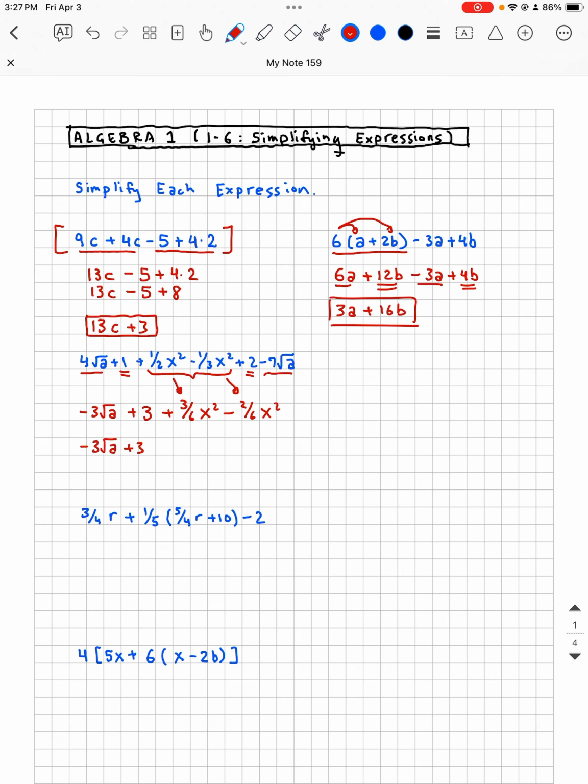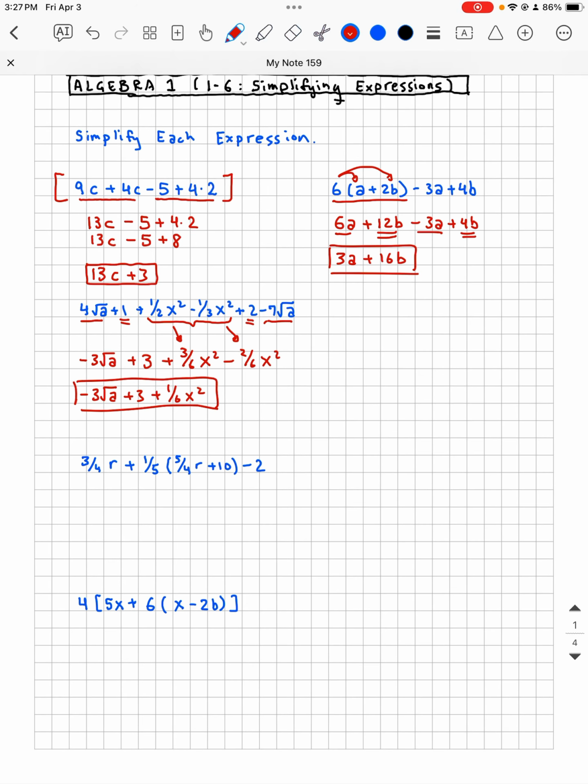So -3 times the square root of a plus 3, and then we have plus a total of 1/6 of x squared. And we'll go ahead and leave that as an answer. And the order doesn't really matter. If you want to do the x squared first, the root first, or the 3 first, by all means, whatever works best for you. Okay, let's go ahead and clean this up.